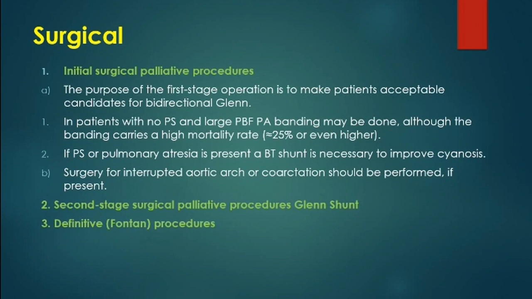After the age of 3 to 6 months, this patient is supposed to go for a Glenn shunt. And finally, by the age of 3 years, the patient should go for the definitive surgery, which is the Fontan procedure.